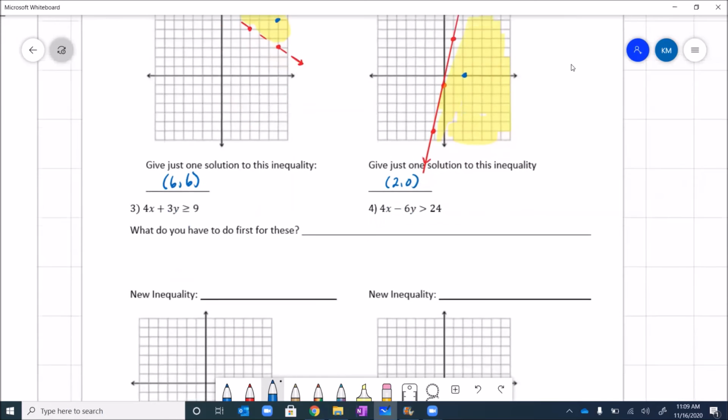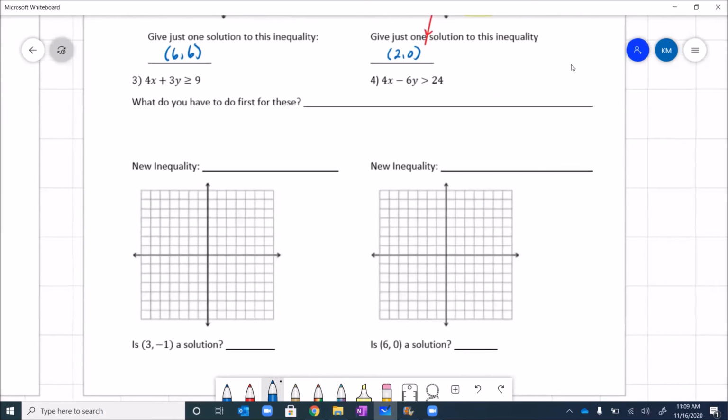All right, number 3, it says 4x plus 3y is greater than or equal to 9. What do you have to do first for these? We want to change to slope-intercept form. So we're solving for y. We'll subtract 4x from both sides here. I get 3y is greater than or equal to -4x plus 9. And then divide by 3. I get y is greater than or equal to -4/3 x plus 3.